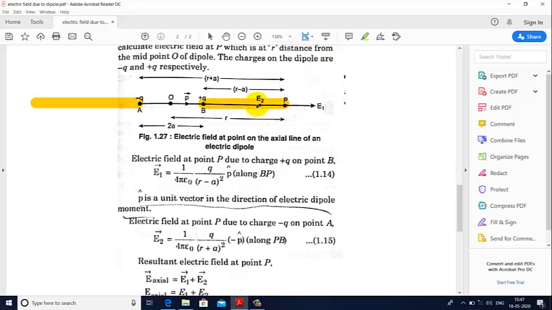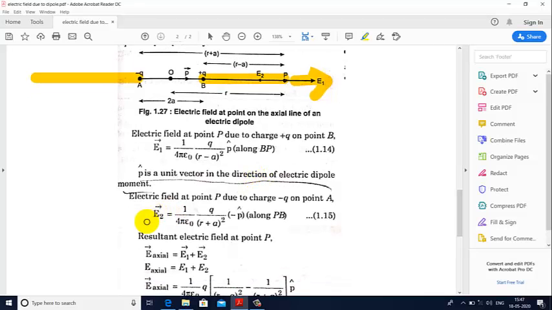Okay, direction will be in this direction, E2. Oh, sorry, this is due to positive charge, so the direction will be this direction, E1. We know the direction of electric field for a positive charge is outwards, so direction will be in this direction.